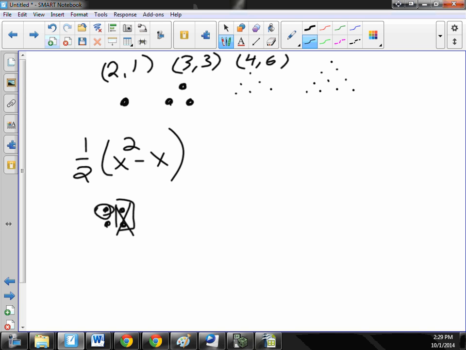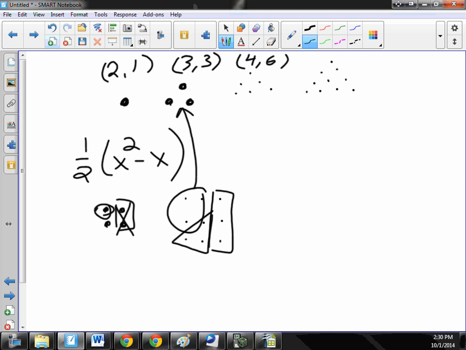So I just did this. I drew x squared, which is 2 times 2. I subtracted off x and divided by 2, and I got that picture. Okay? So on the next one, 9, I need to subtract off x, which is get rid of 1 row. Now what? Get rid of half of them. And here is that picture.